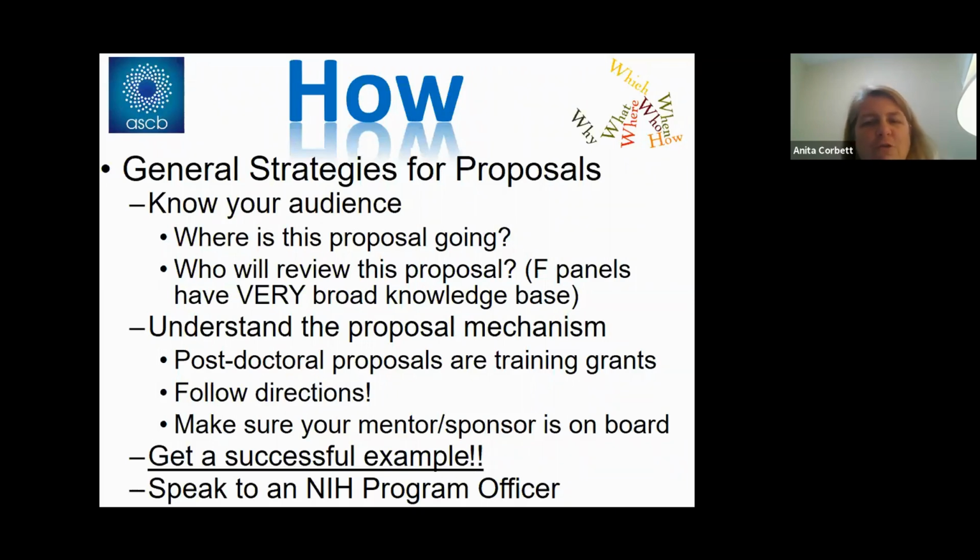So what are called fellowship or F panels that review these types of grants have a very, very broad knowledge base. And so you really need to be writing your proposal for a knowledgeable scientist, but not someone specifically in your field. And that's pretty different than it might be for your mentor, who's used to writing a research grant to a very focused study section. I already mentioned that it's really important to understand the proposal mechanism. So these postdoctoral proposals are training grants. And so you need to be thinking about all these other pieces.